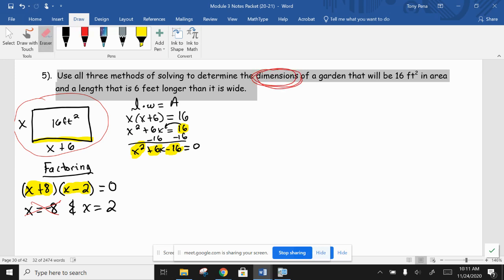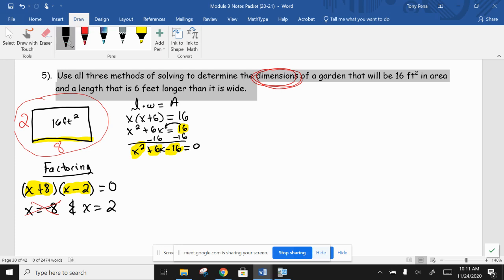So let's come up to here. We now know that x is a 2, right? So we're going to put the 2 right here. And then if I now ask you, what does our length have to be? It's going to be 2 plus 6. So then we would now have a length of 8.